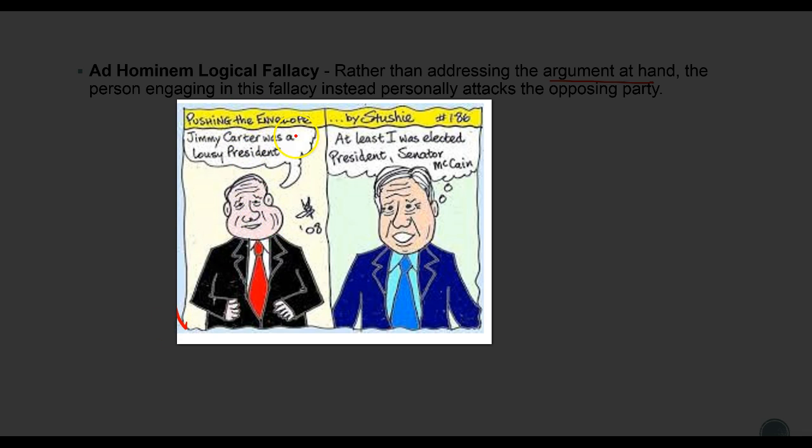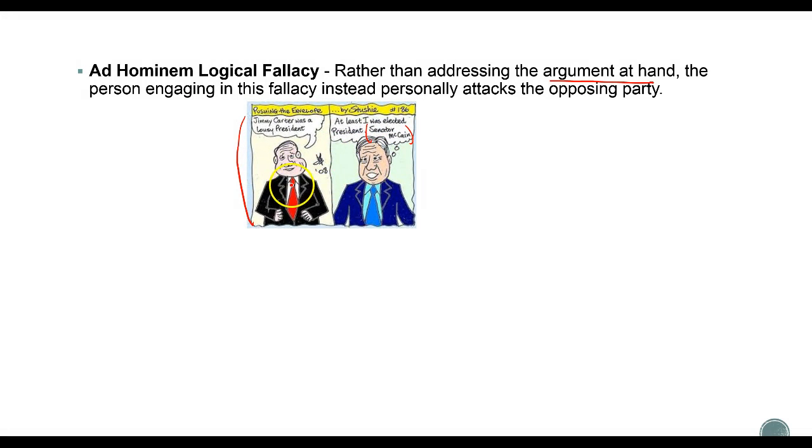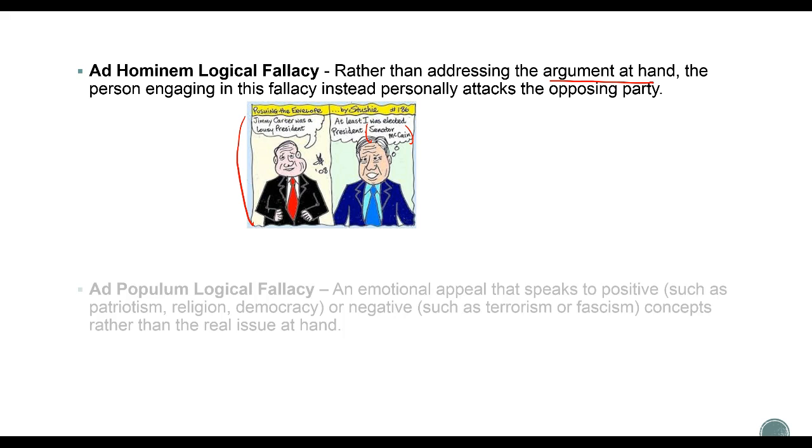Carter was a lousy president. And then Carter, instead of defending his presidency, just says, well, at least I was elected president. You weren't. So he's kind of attacking the senator instead. So just be on the lookout for any time somebody's attacking somebody in the argument as opposed to actually arguing against. That's the ad hominem logical fallacy.